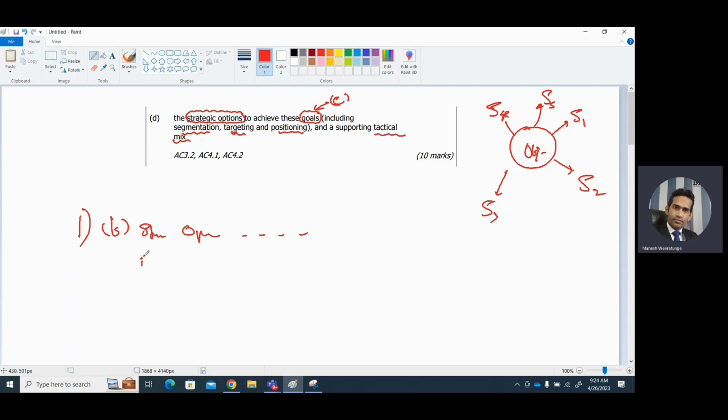So under that, you can talk about strategic options related to segmentation, targeting, positioning. Then you talk about marketing mix related strategies, the growth related strategies. So under different subheadings, you can bring these strategic options available. And remember, the strategies you're discussing here should be in line with your objectives that you have discussed in Part C, because they say strategic options to achieve these goals, in the sense the goals you have been discussing in Part C of your Task 1 in the marketing and digital strategy subject.